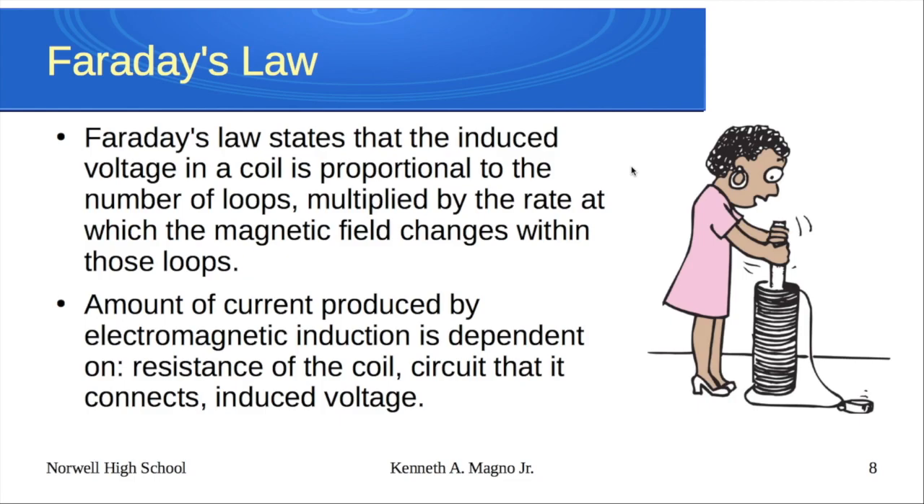Okay? And the amount of current produced by the electromagnetic induction depends on two things: the resistance of the coil and that induced voltage, which makes sense. V equals IR. So we're only going to make as much current as the loop will allow us to.